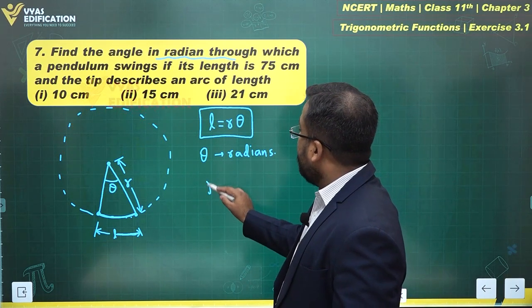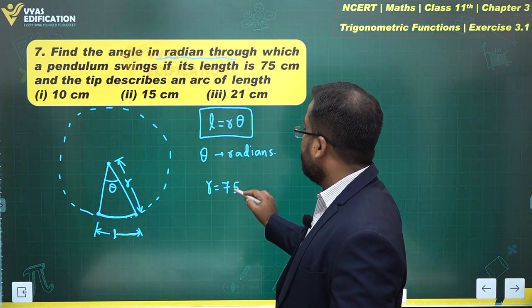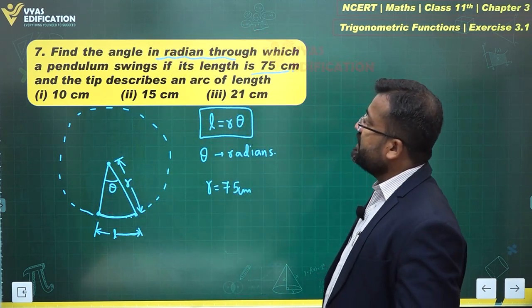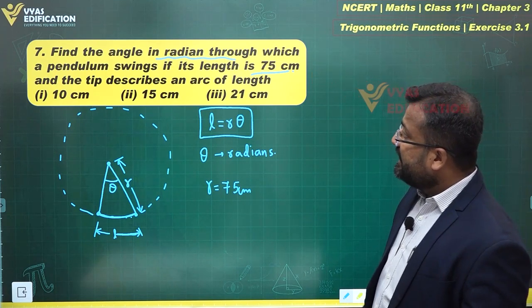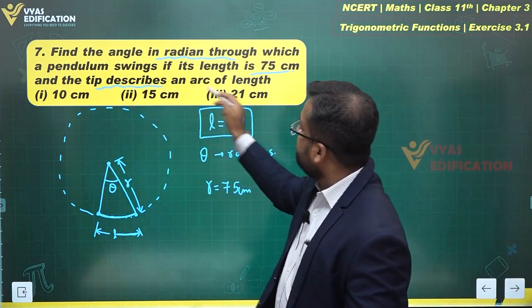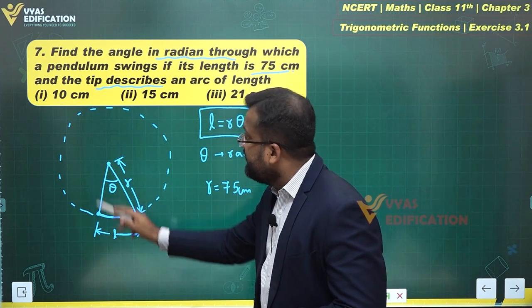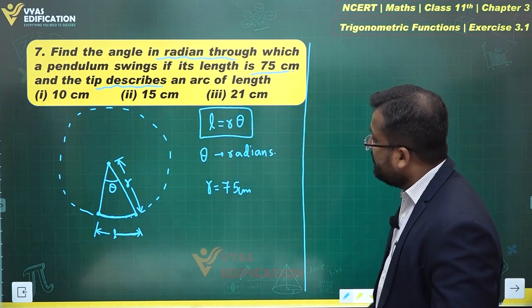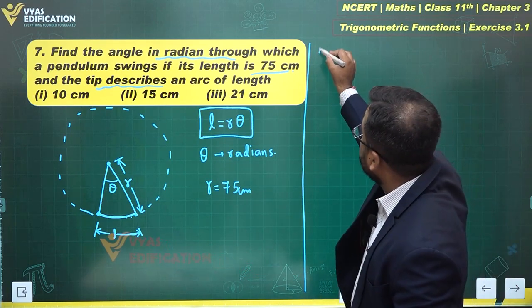And it is given that R equals 75 centimeter. R is the length of this rod, right? This length of this rod is 75 centimeter. And the tip describes an arc of length, this length, 10 centimeter or 15 centimeter or 21 centimeter. Those are the three parts. Let's talk about the first part.